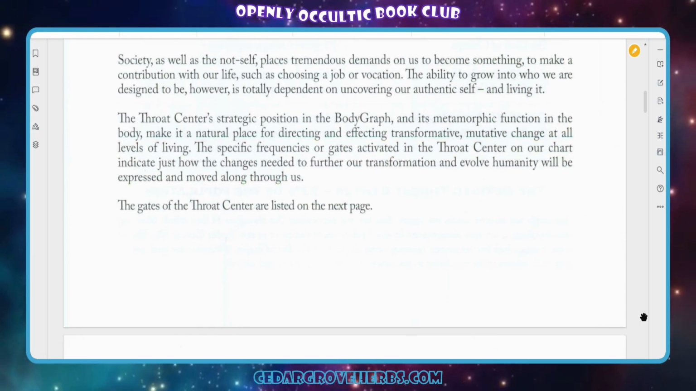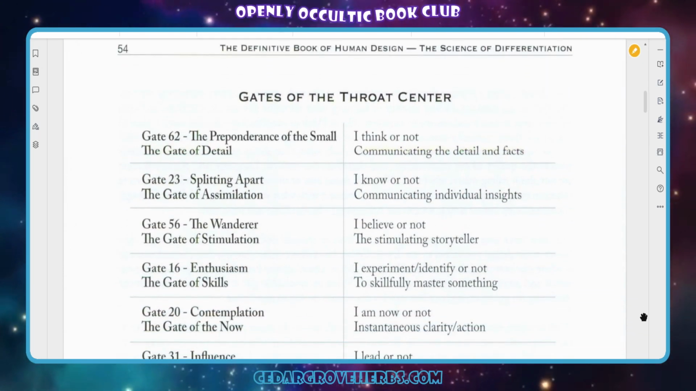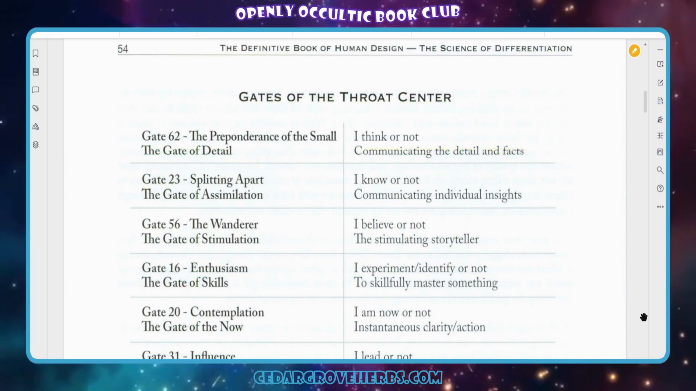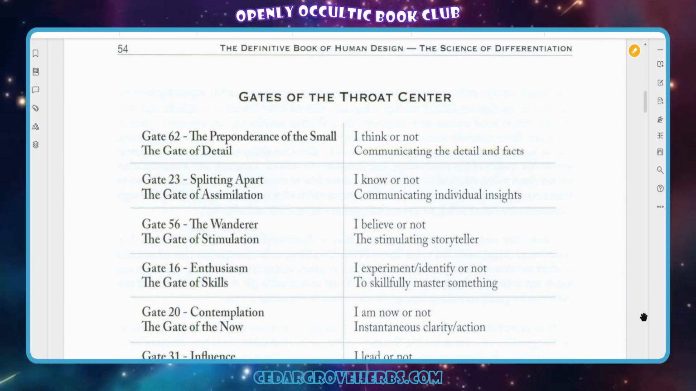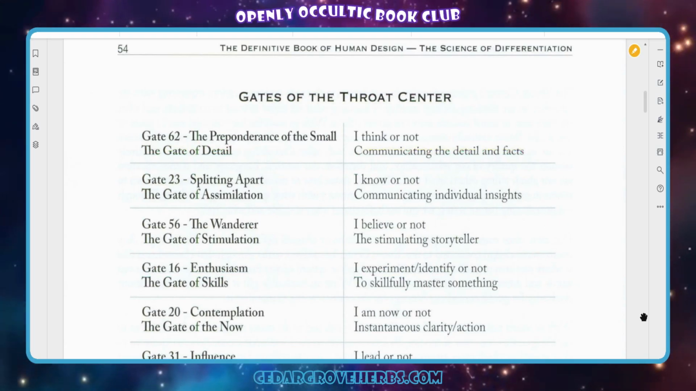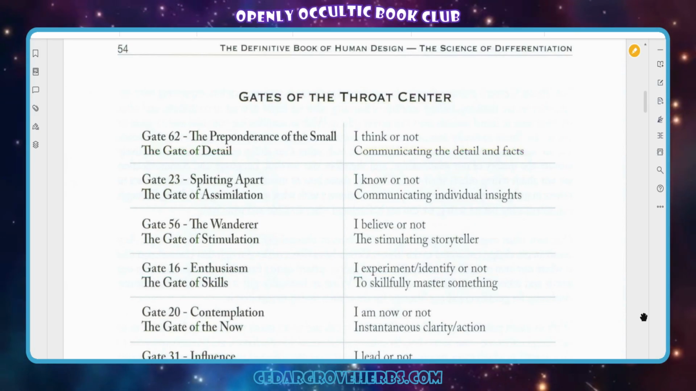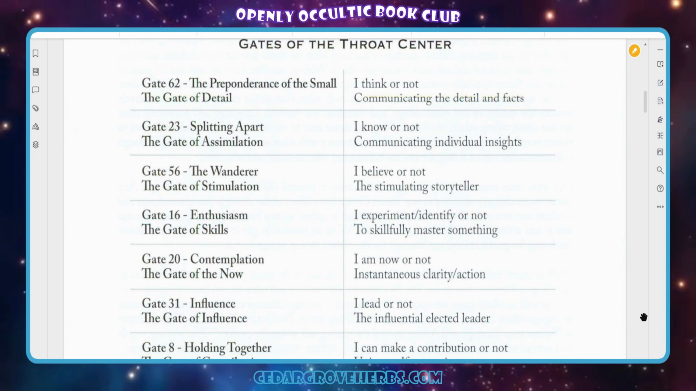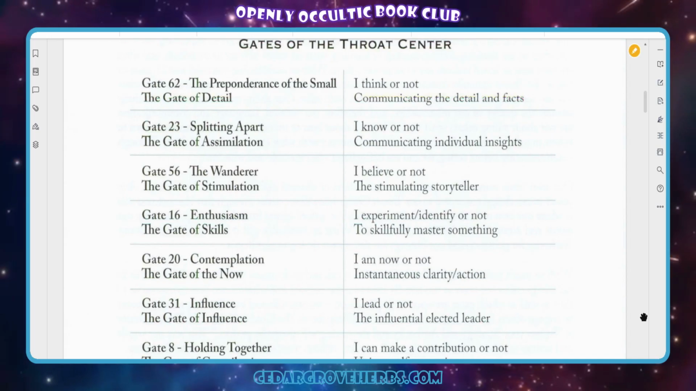The gates of the throat center are listed on the next page. So here are your gates. Gate 62, the preponderance of the small, or the gate of detail. I think or not, communicating the detail and facts. Gate 23, splitting apart, called the gate of assimilation. I know or not, communicating individual insights. Gate 56, the wanderer, the gate of stimulation. I believe or not, the stimulating storyteller.